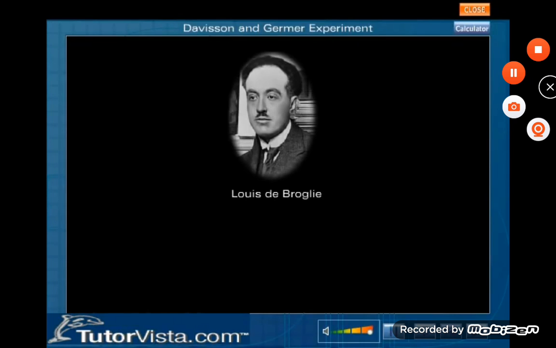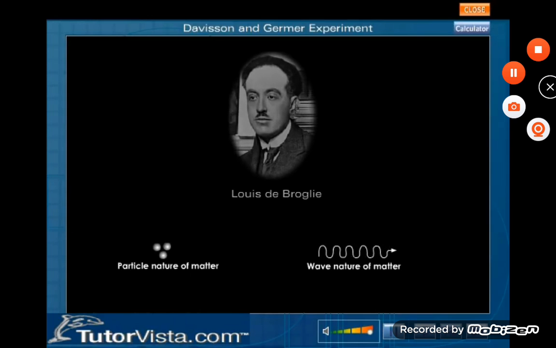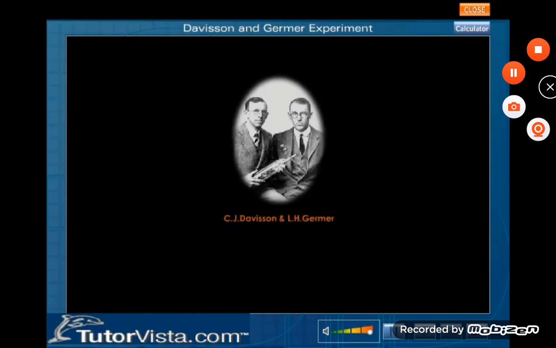In 1924, Louis de Broglie postulated that all forms of matter have both wave and particle characteristics. According to this hypothesis, electrons, just like light, have a dual particle-wave nature. Two American physicists, C.J. Davisson and L.H. Germer, were the first to experimentally prove the wave nature of material particles in 1927.